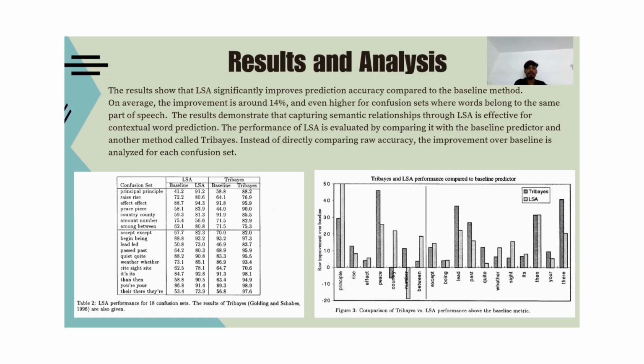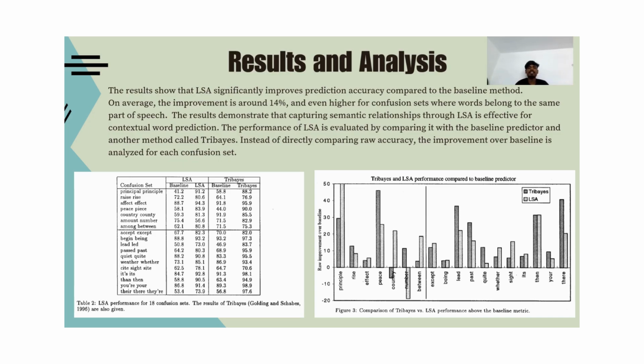So now let us examine the results of the study in detail, which are presented using both a table and a graphical comparison. The table shown on the slide presents the performance of latent semantic analysis in comparison with a baseline method and another approach known as Tribase. Each row in the table corresponds to a confusion set, which consists of words that are commonly misused, such as affect, effect or quiet and quite.